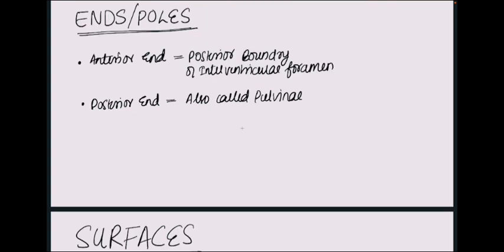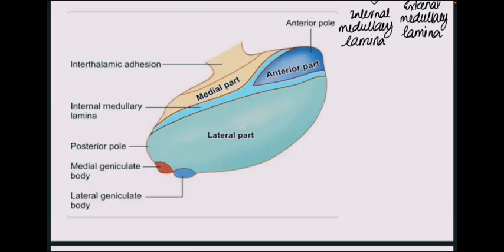Coming to the ends or poles of thalamus. As we have mentioned before, the thalamus has an anterior end as well as a posterior end. The anterior end forms the posterior border of the interventricular foramen, whereas the posterior end is expanded and is also known as the pulvinar. So in the diagram, we can see that the thalamus has an anterior end here and an expanded posterior pole or the posterior end. The posterior pole is in close relation with two structures. They are the medial geniculate body and the lateral geniculate body.